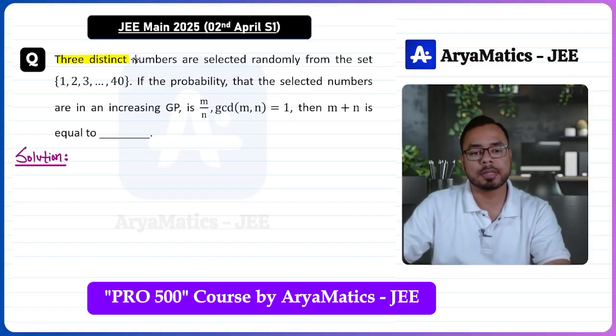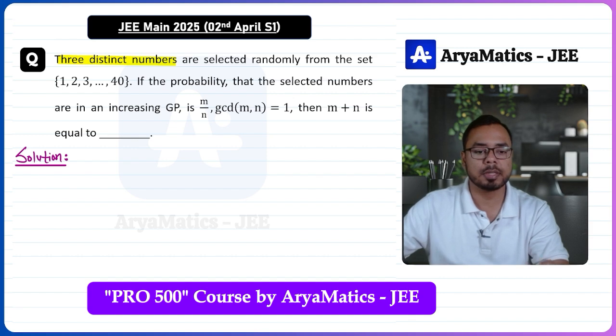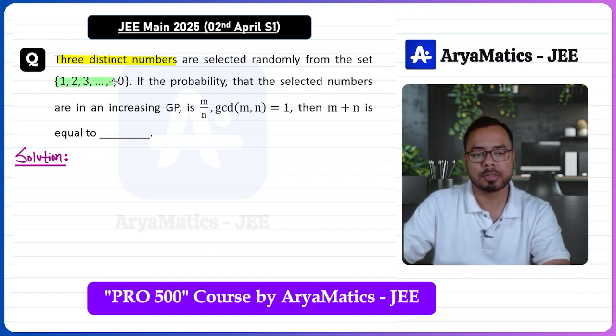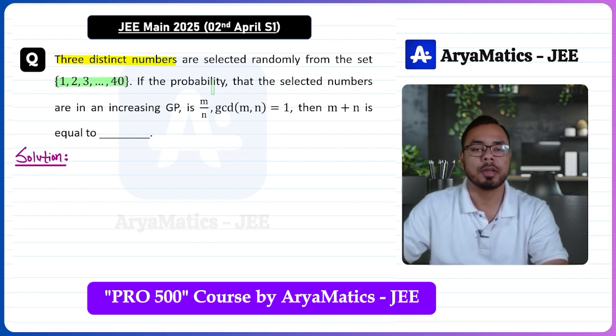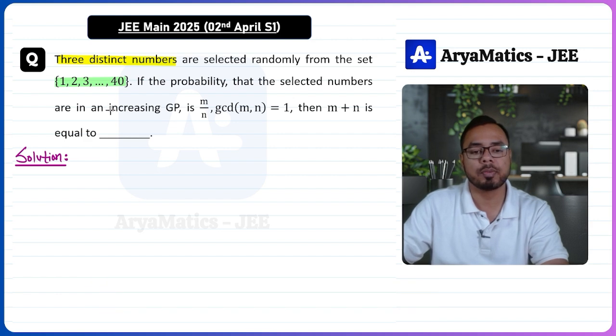Three distinct numbers are randomly selected from this set of the first 40 natural numbers, the numbers 1, 2, 3 up to 40. If the probability that the selected numbers are in an increasing GP, increasing GP means that if the first term is positive, the common ratio is greater than 1.